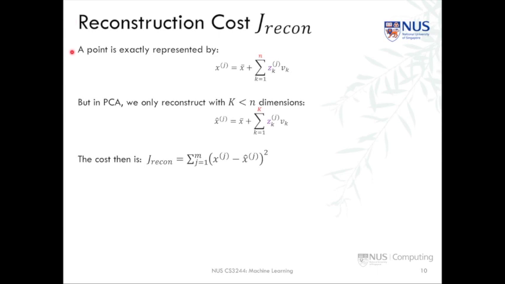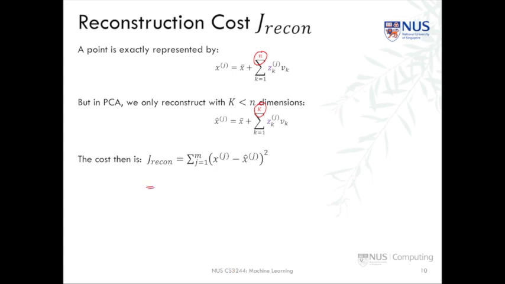We can see that a point is exactly represented by the case where we have done the decomposition into orthonormal bases, but we use all n components. But in PCA, we only reconstruct with a smaller number of dimensions, capital K. Then we can think of the cost as simply the ordinary least squares difference between the points in their reconstruction, which we can draw out.